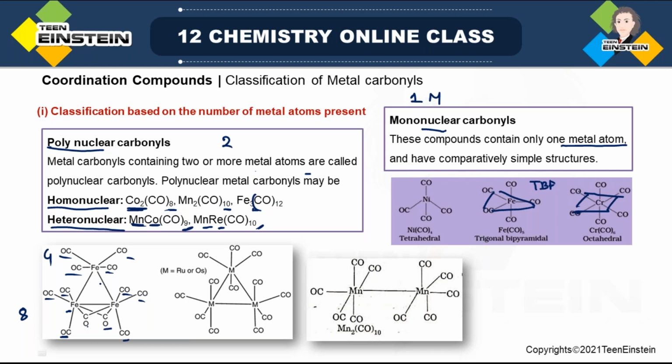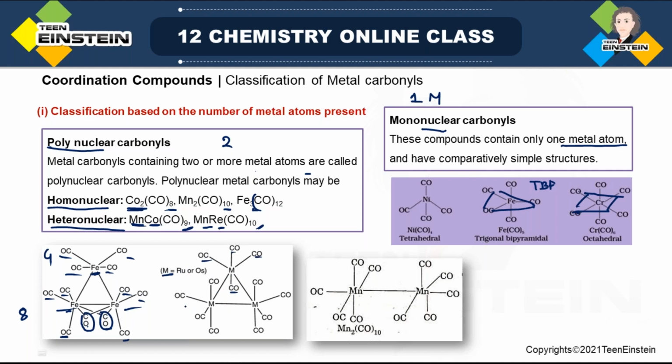But all these irons do not have the same environment, because if you consider this iron, it does not have any bridging CO. It is just having 4 CO. But these two have 3 carbon monoxide without bridging and 2 carbon monoxide with bridging. Then the next one, this one is M. How many CO?